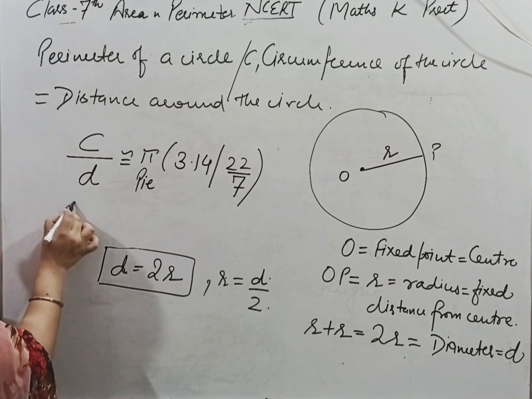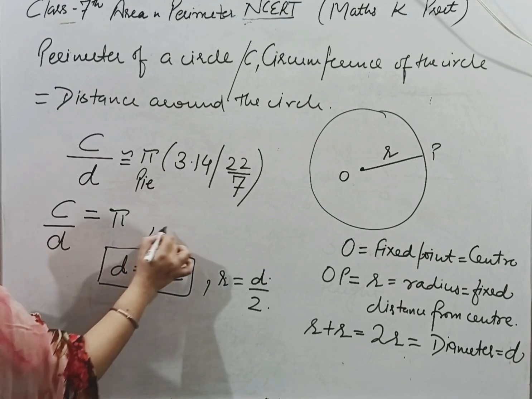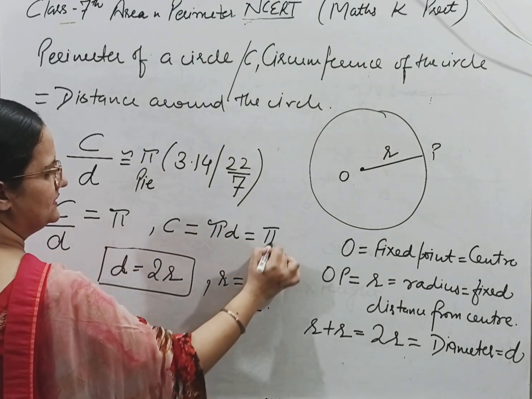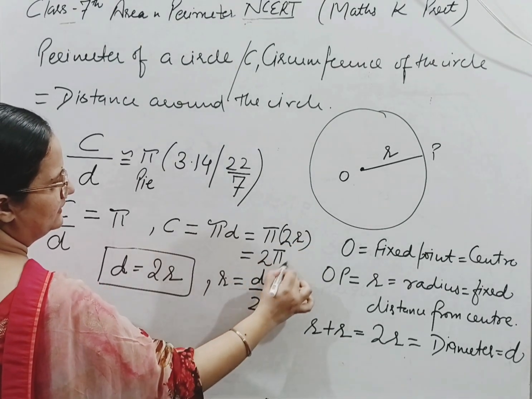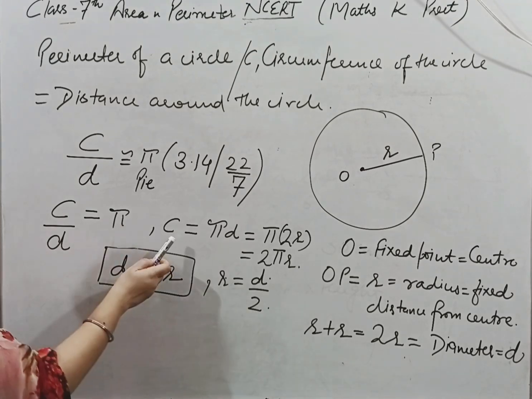So I can write this as C by D is equals to pi. Fine. So this further can be written as C is equals to pi D. And D is equals to 2R, so I can write it as 2 pi r. So this is the formula for circumference of the circle. From where am I getting this formula?